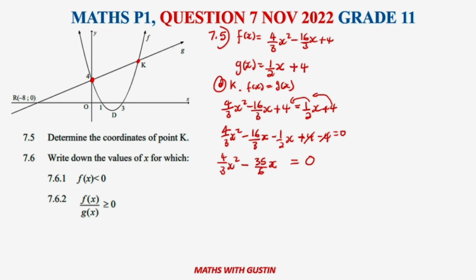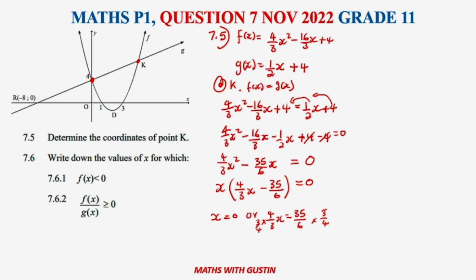And then when we're here, we can take out the common factor. The common factor here is x. So x times (4 over 3 x minus 35 divided by 6) equals 0. Therefore, we're going to have 2 points here, where x equals 0, or 4 over 3 x is equal to 35 over 6. Okay, therefore we multiply both sides by 3 over 4, or divide by 3 over 4.